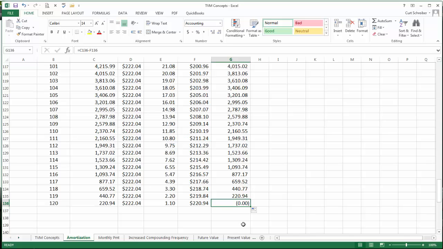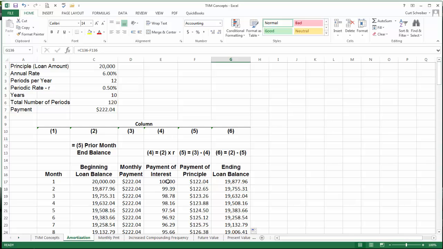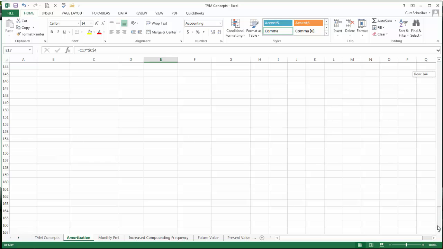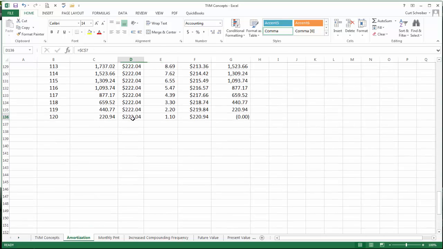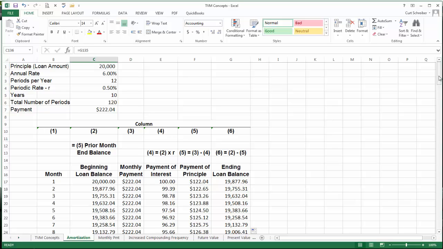Another interesting concept is, notice how in the early part of the loans, a big chunk of the payment went towards interest. In the very end part of the loan, of the very last payment of $222, only $1 went towards interest. Almost all of it went towards paying off the loan balance because the balance of the loan was relatively small, and so there's very little interest that needed to be paid. That's how an amortization schedule works.